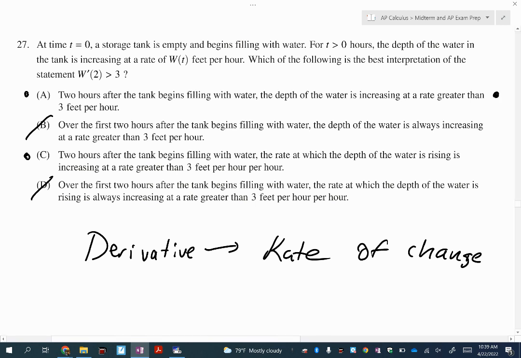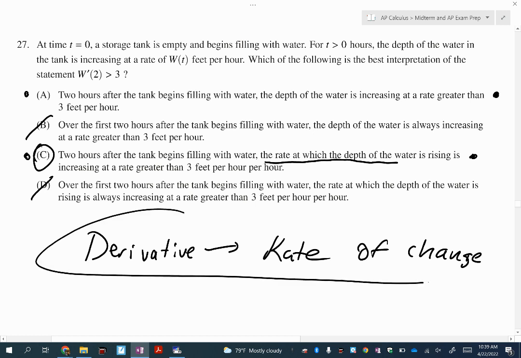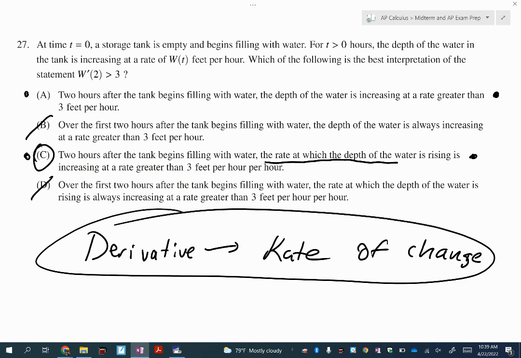I think this is saying W of t, but this one, because it's saying the rate at which the depth of the water is rising, right? So that's a rate of change, so that's why it's C. All right, so really this is a question of, do you know what the basic idea of a derivative is? Okay.